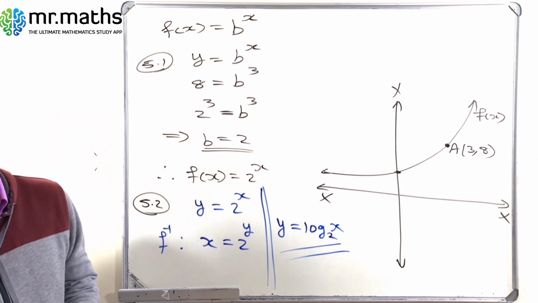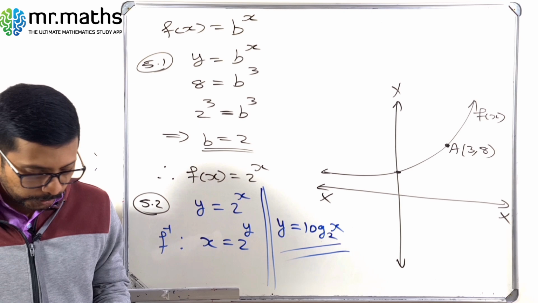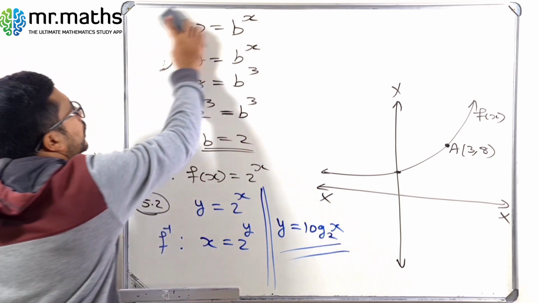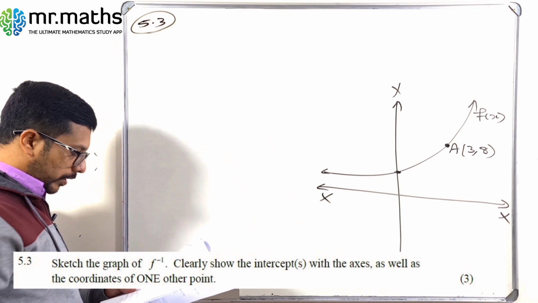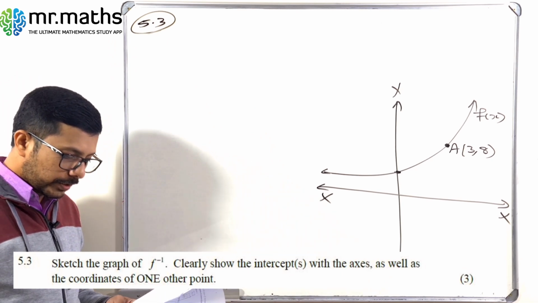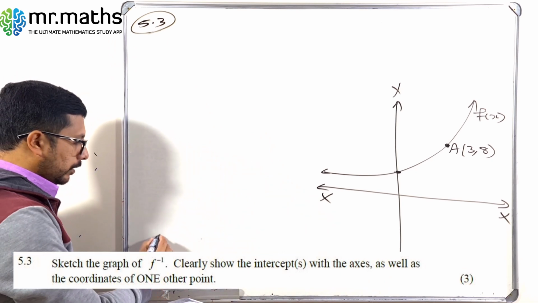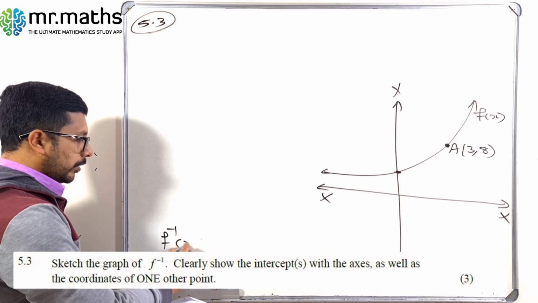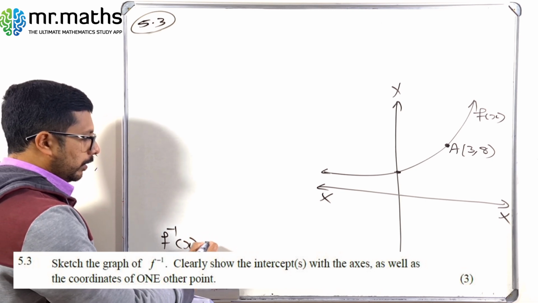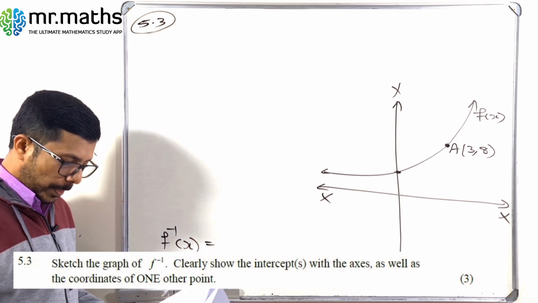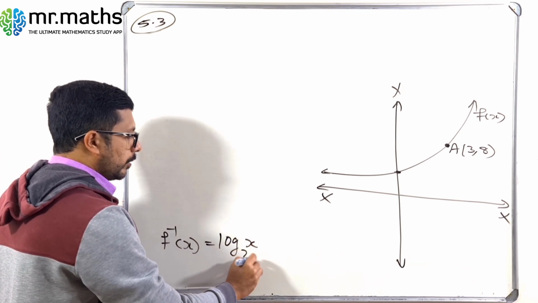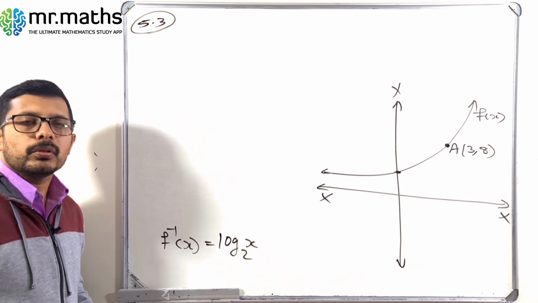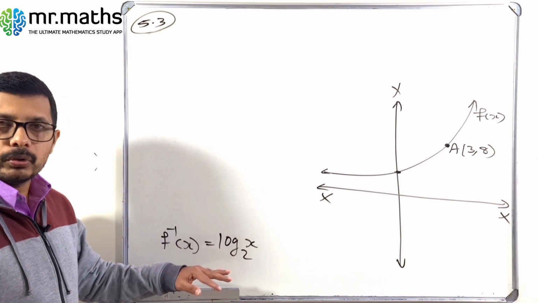Now let's move to the next question, 5.3. What is that question? Sketch the graph of f inverse. You have to sketch the f inverse graph. What is the equation that we wrote there? Log x to the base 2, am I right? Log x to the base 2. So now the question is you have to draw this graph.